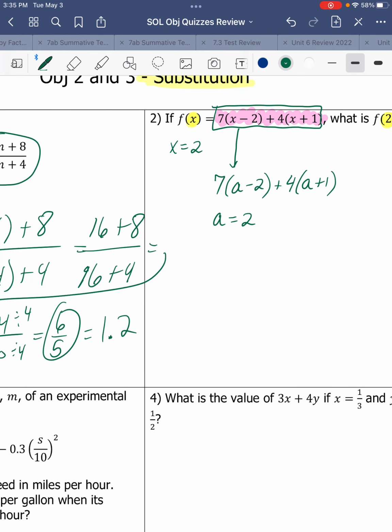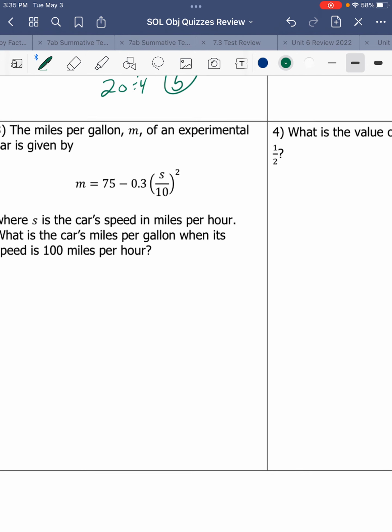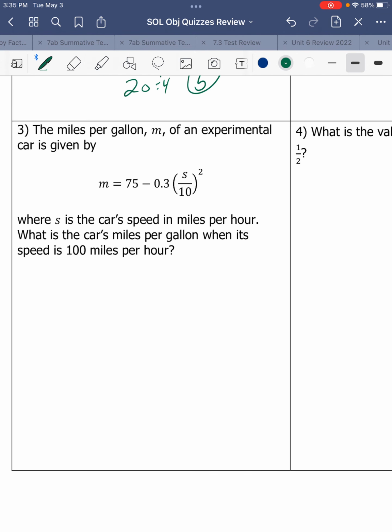Cool. So that means f of 2, and that's notation, you don't have to worry about that. The answer here is 12. That's what you really ultimately want. All right, take a look at number 3. So read it. Take a little time.